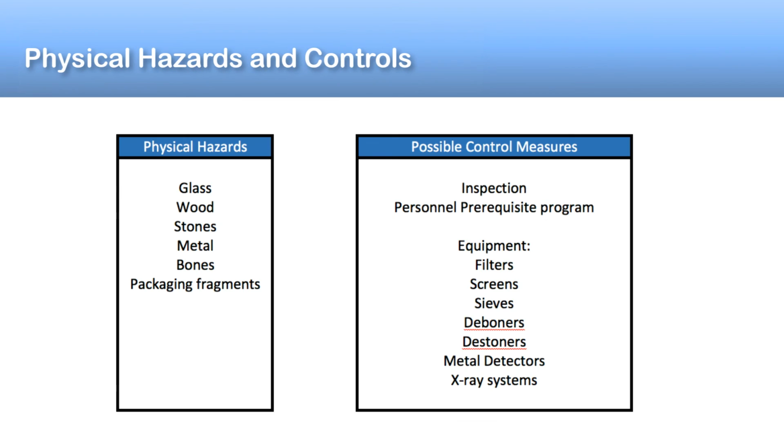For control of physical hazards, such as glass, wood, stones, metal, plastic, bones, packaging material pieces, possible controls often include inspection, use of a personal hygiene program, and often other kinds of equipment like filters, screens, sieves, destoners, bone separators, and frequently metal detectors or X-ray machines.